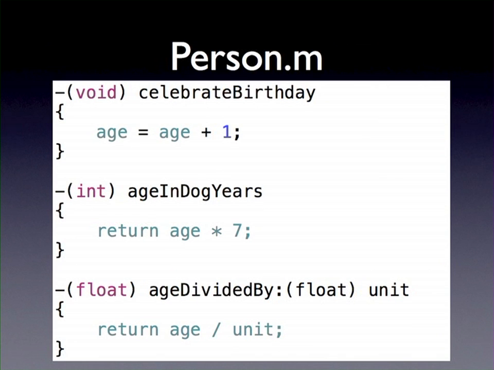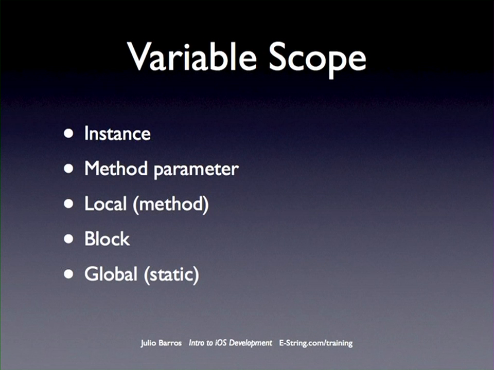Going back to some simple examples with our Person class. We can define a method called celebrateBirthday that returns nothing and takes no parameters. It just increments our internal variable called age. The method ageInDogYears also takes no parameters, but returns our age multiplied by 7 as an integer. And the third, ageDividedBy:, takes a floating point parameter named unit and uses it to divide the age and returns that value.